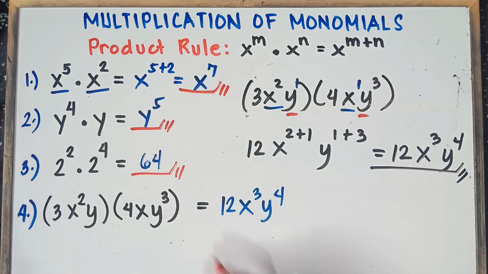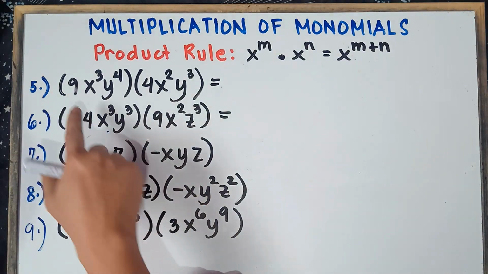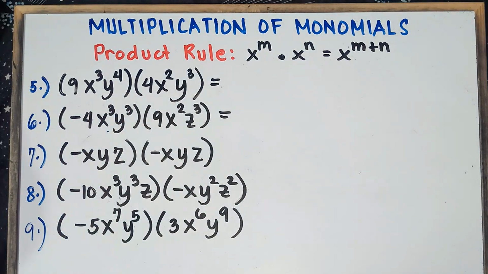Let's have more examples, class, for you to really understand this one. Another example, class. Alright, so let's proceed now to example number 5. So once again, class, if you're good in this class, I'm sure you can answer it right away. Let's see if you can answer it right away. Example number 5, 9 times 4. What's the answer, class? That's correct.